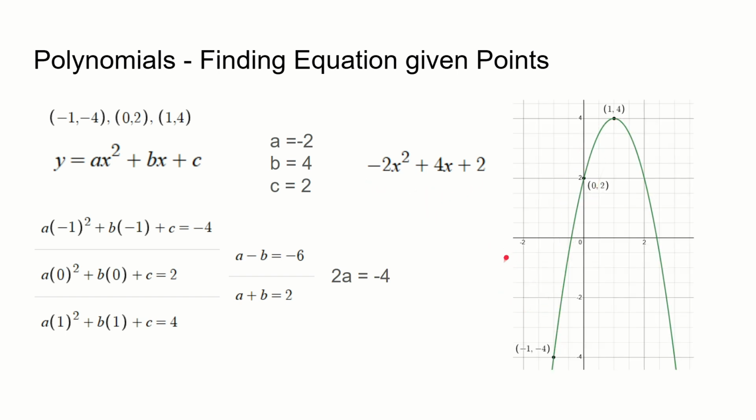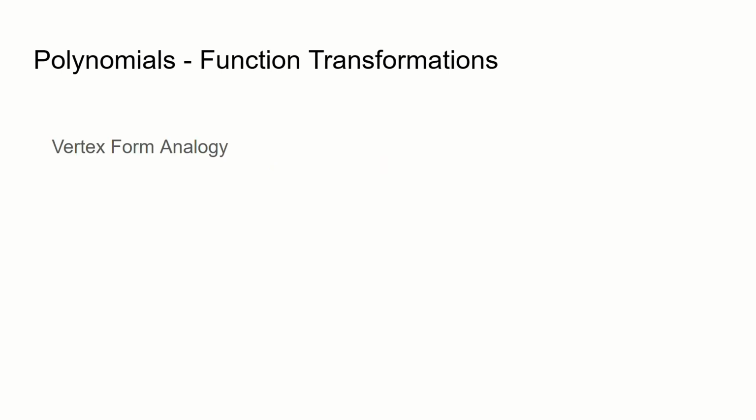Right now we're going to talk about function transformations in terms of polynomials. So function transformations aren't necessarily a polynomial category, but they do have a very useful vertex form analogy. So hopefully you're familiar with vertex form, where h would be the x position of the vertex, and k would be the y position of the vertex. And then a would be kind of the stretch factor.